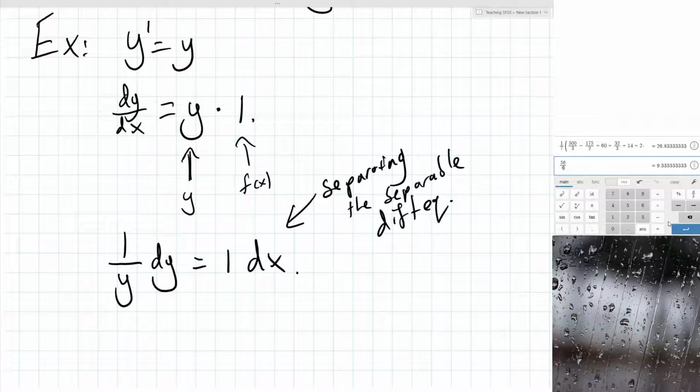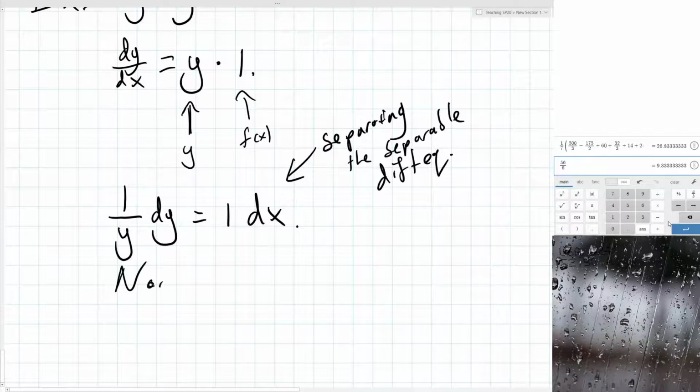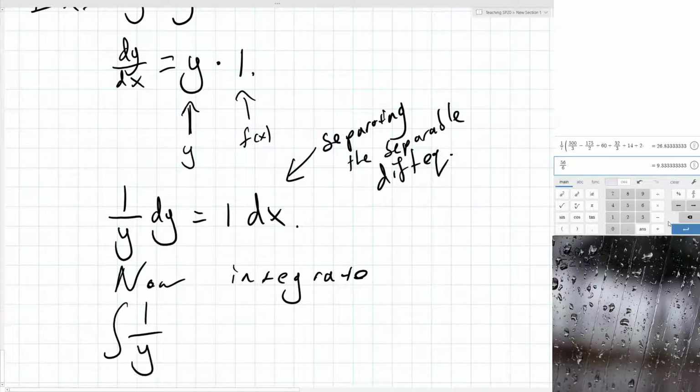We're not going to see any other kind of differential equation in this class because, again, that's classes and classes and classes on their own. There are so many different ways to solve all sorts of weird differential equations. We're just going to do the easy separable ones here. So now we integrate. The integral of 1 over y dy is equal to the integral of 1 dx.